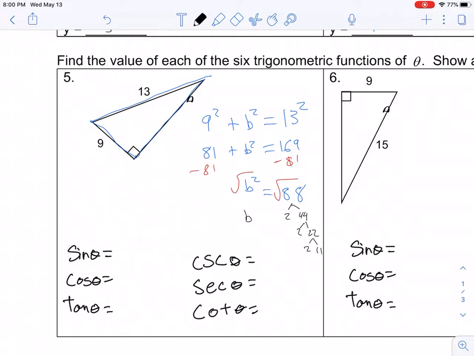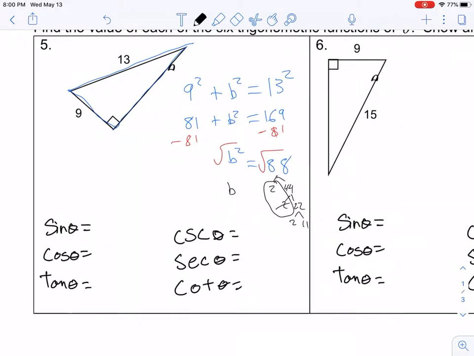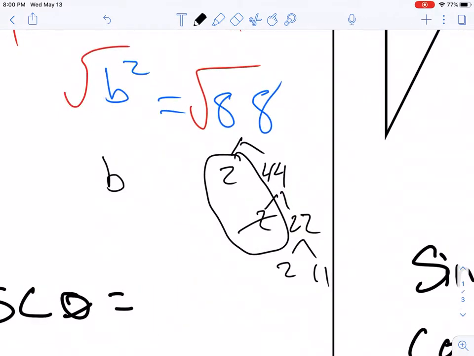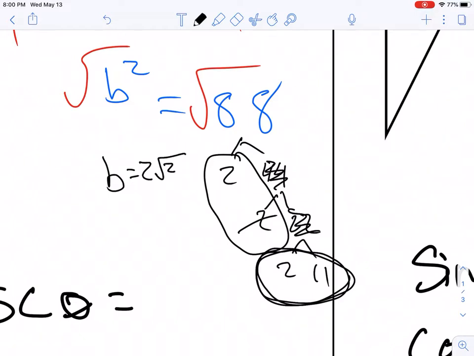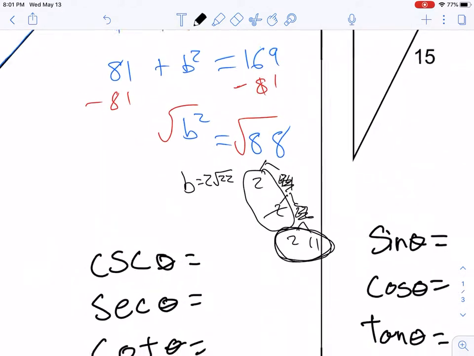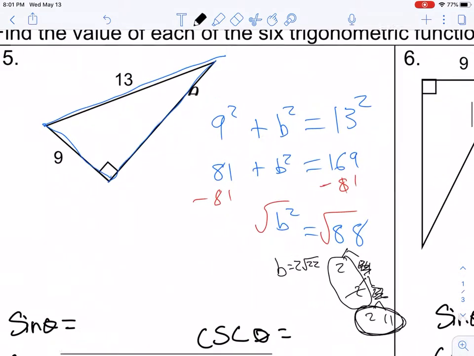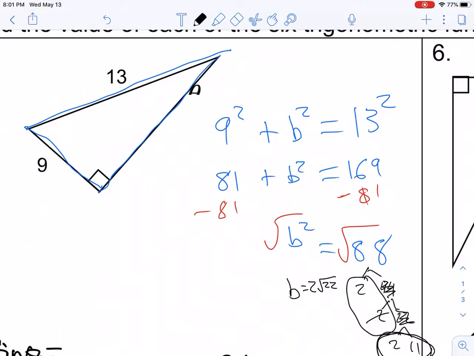And we are looking for groups of 2s. So there's a group of 2. One gets caught, one makes it out. So I'm going to zoom in here. B equals 2 on the outside. These both don't have like number partners. We use these up. They don't have like number partners, so they get multiplied back up on the inside. 2 square root 22. Okay, so b equals 2 square root 22. So that is the length of this side.